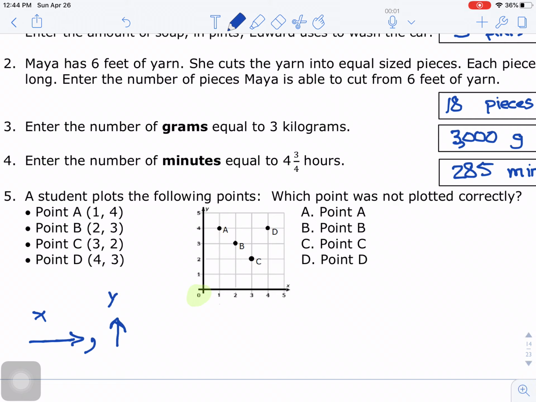Okay? So let's see where point A is. If I start at 0 and I go over 1 and I count up 1, 2, 3, 4. So the x coordinate is 1, the y coordinate is 4. That is plotted correctly, so I'm going to cross that out. Okay. Point B, I'm going to start at 0, I'm going to count over 1, 2, and I'm going to go up 3. 1, 2, 3, and point B is correctly plotted. Cross those out. Point C, I'm going to start at 0 and count over 1, 2, 3, and up 2. 1, 2. And point C is also plotted correctly.